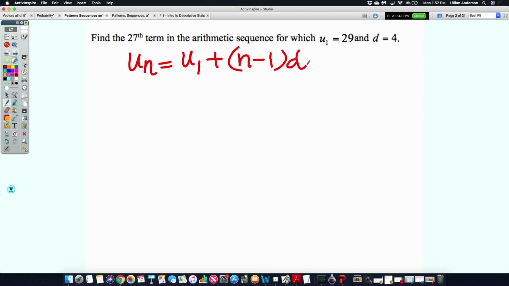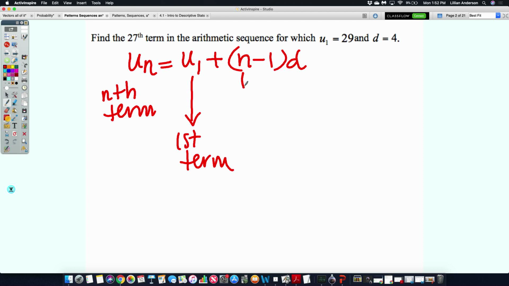Let's review what everything means. U sub n represents that specific term, so the nth term. U1 represented the first term. N represented that specific nth term you're looking for, so the number of terms. If you're looking for the 27th term, then you would plug in 27, and of course we just reviewed what D stood for. D was your common difference, okay?